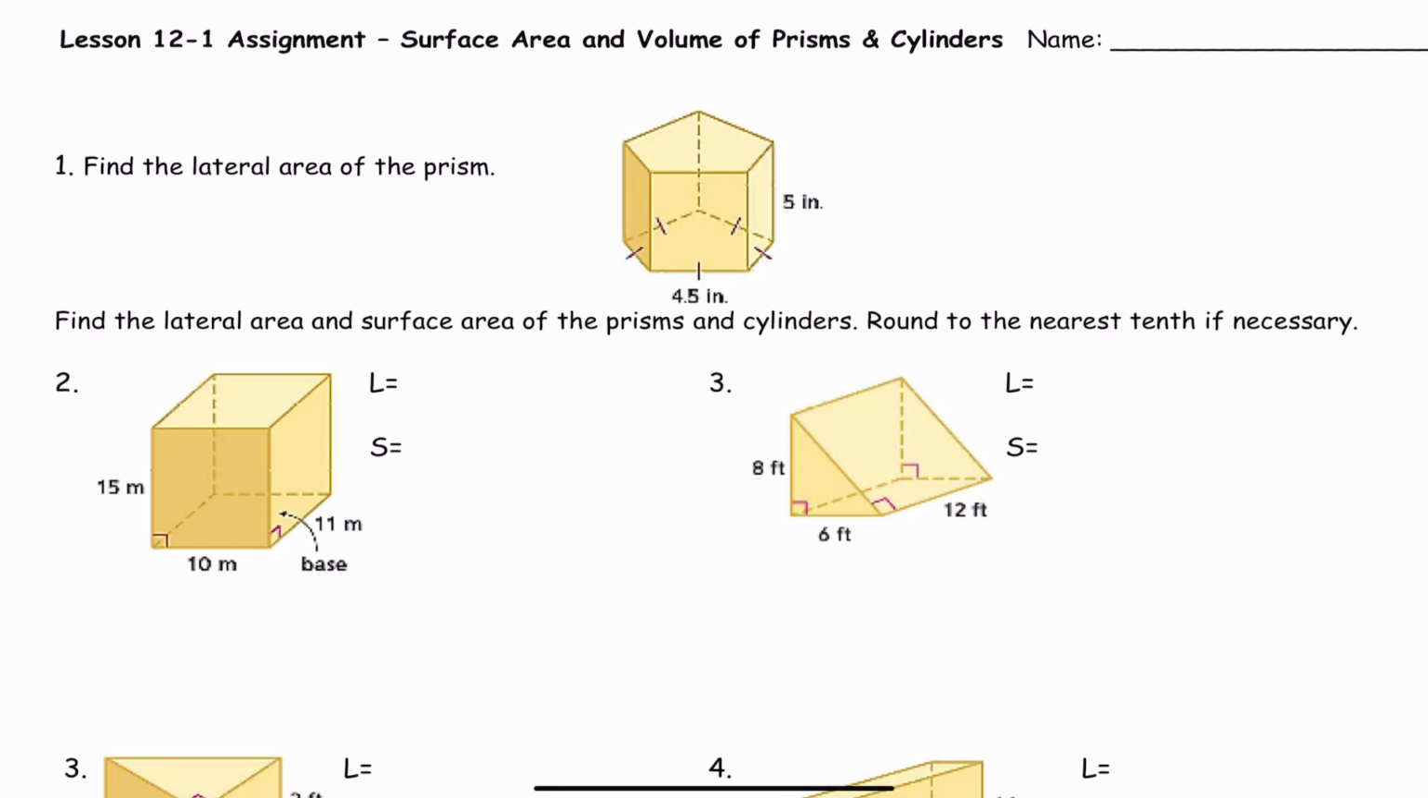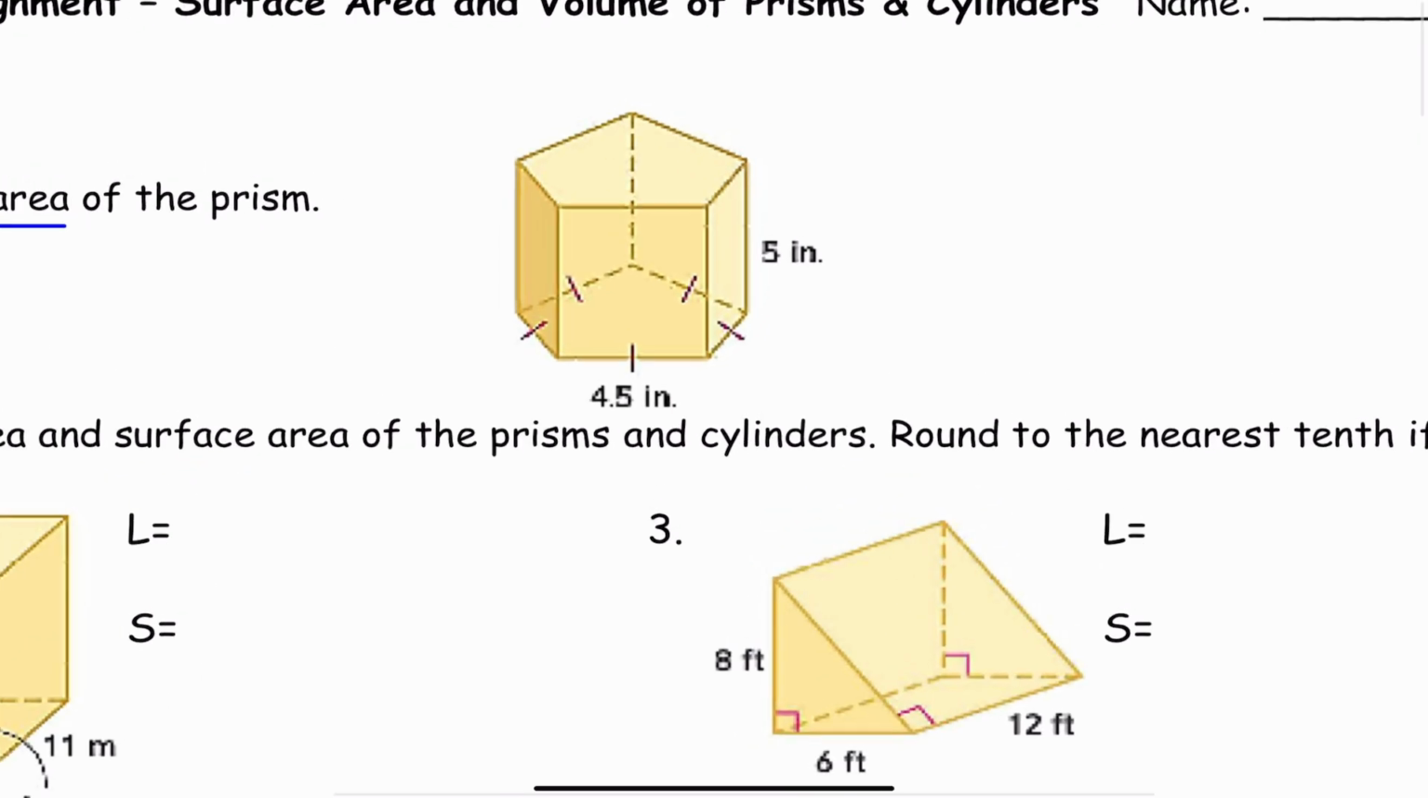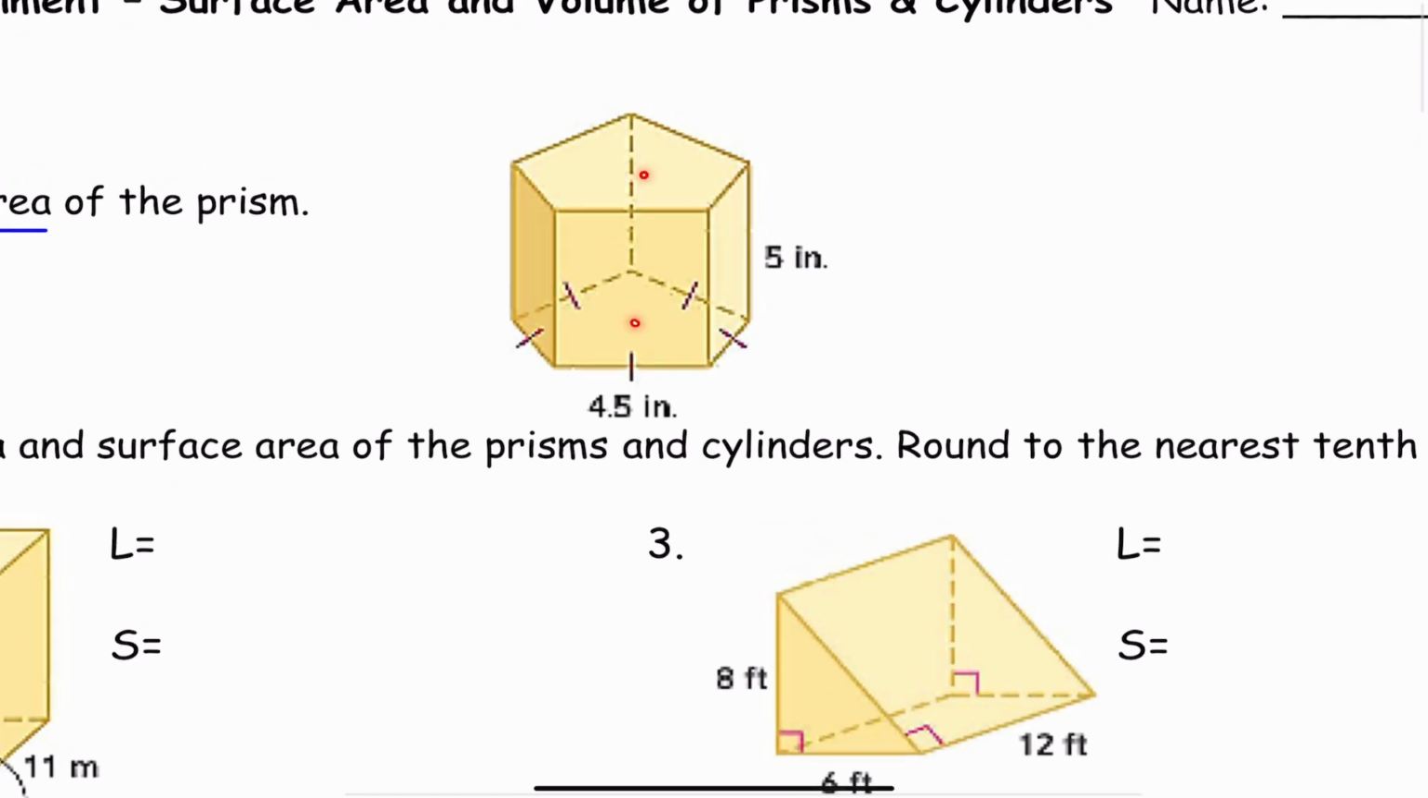Okay, so let me go ahead and take a look at some problems on the lesson 12.1 assignment over prisms and cylinders. Number 1, it says find the lateral area of the prism. So this is a prism, and we know it's a prism because it has two bases that are separated by the height. Those two bases here, they are parallel and congruent to each other.